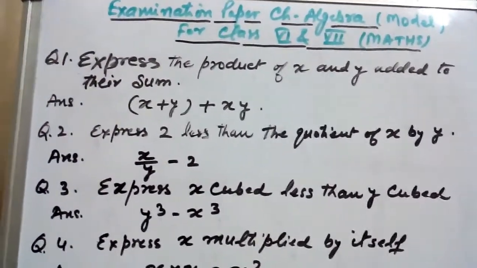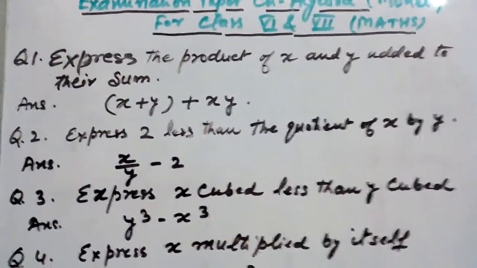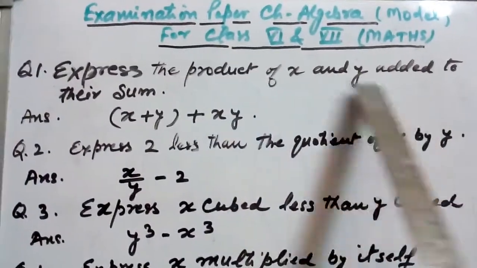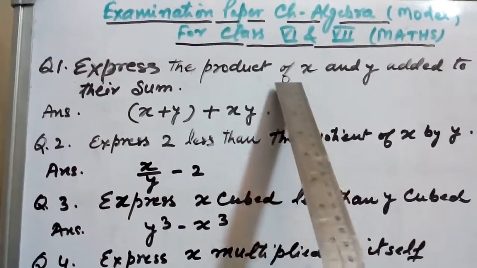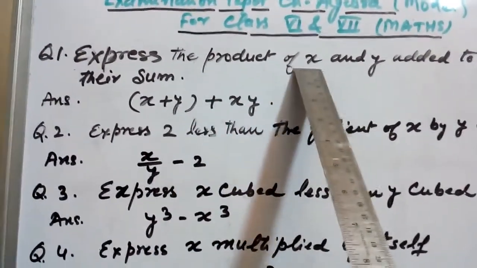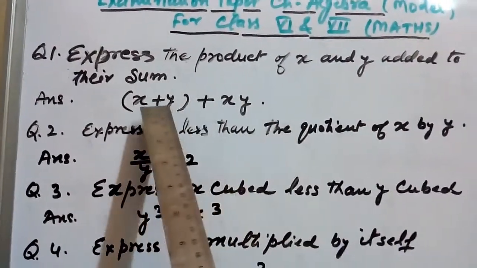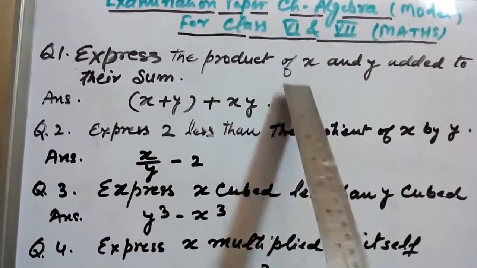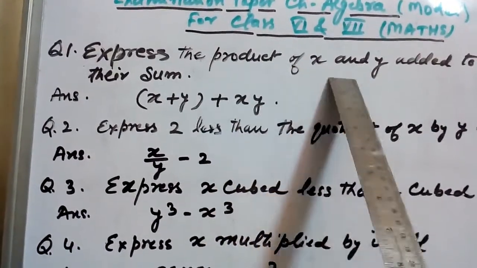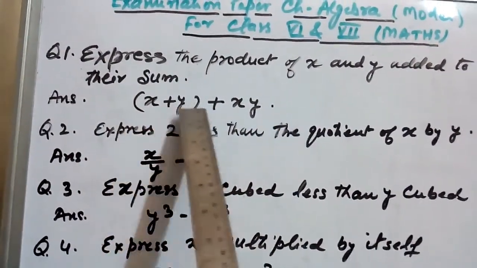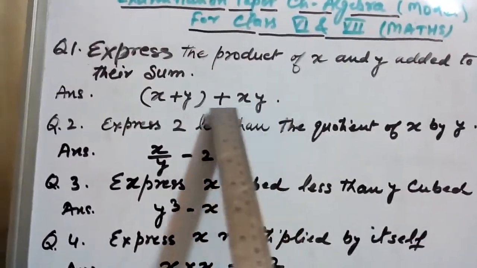Now we start. Children, here comes question 1. Express the product of x and y added to their sum. Children, this is the algebraic expression in which you have to add the sum of two variables x and y with its product. The answer for this is x plus y. This is the sum, and what you have to add into it is the product of x and y, which will be xy. It is added to the sum.